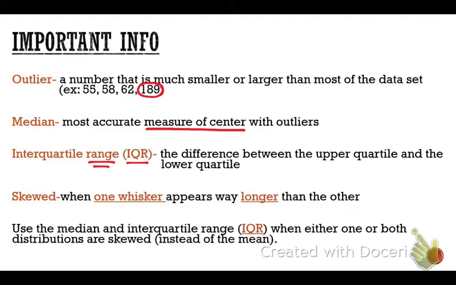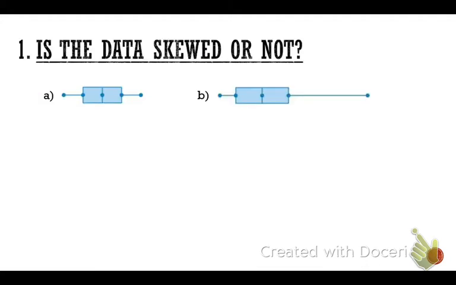Next up, skewed. When one whisker appears way longer than the other. So yesterday, all of our box and whisker plots had the same length of whiskers coming off the box, but skewed would be if one whisker was a lot longer and another one was shorter. Finally, you're going to use the median and the interquartile range, remember the IQR, when either one or both distributions are skewed instead of the mean. So let's use all of that information.